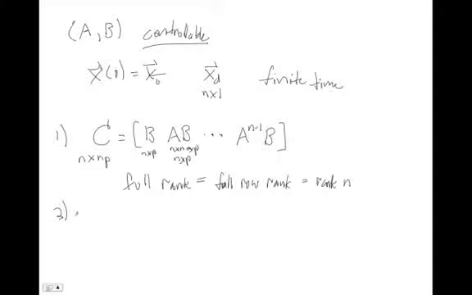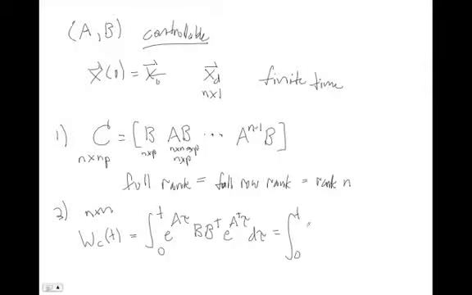So a second way is this n by n matrix, W_C, evaluated at t, and this is defined as the integral from 0 to t of e to the A tau, B, B transpose, e to the A transpose tau, d tau. So this is just a matrix that's defined like this. And this is also exactly the same as e to the A (t minus tau), B, B transpose, e to the A transpose (t minus tau), d tau. These are the same matrix.